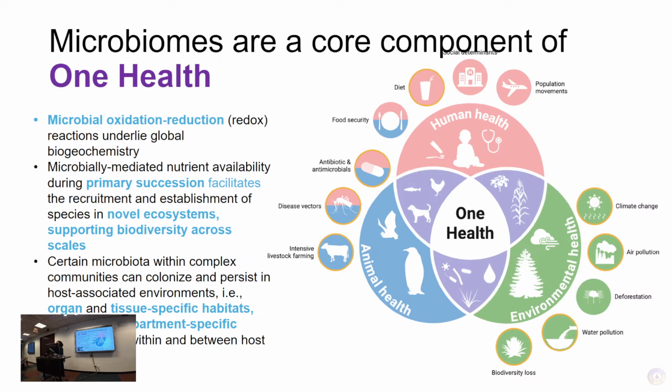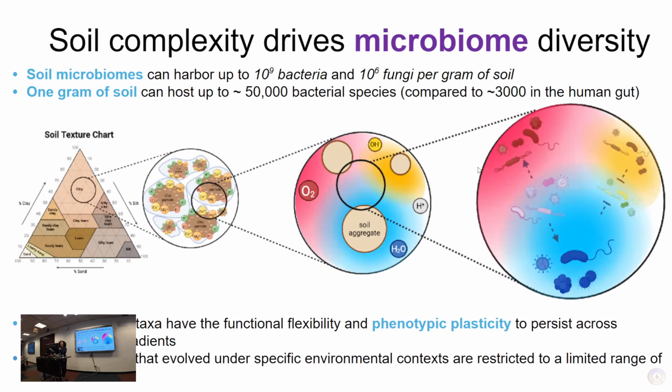Microbes are really important for global redox cycling of nutrients, carbon, nitrogen, and phosphorus. They're important for the evolution of ecosystems through primary succession, terraforming ecosystems for the improvement of multicellular organisms. Certain microbiota are important for colonization of different host environments, like your gut microbiome, your oral microbiome, and the same goes for plants, ruminants, and pets. They're everywhere, and that's why I'm really interested in them.